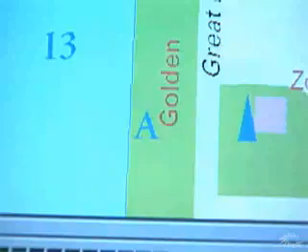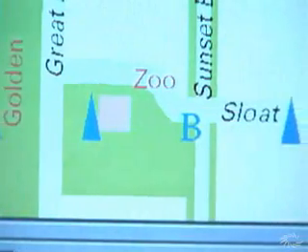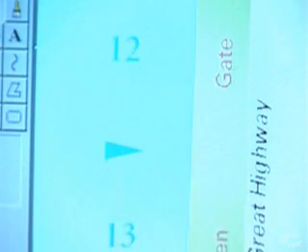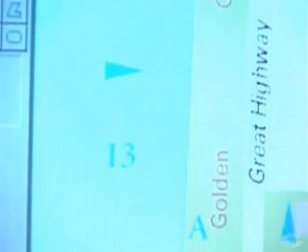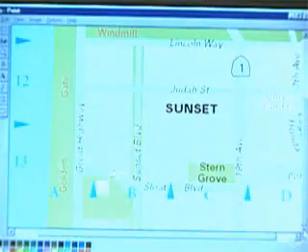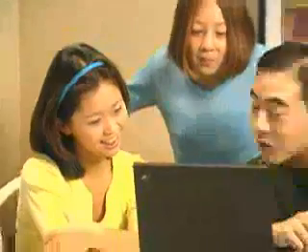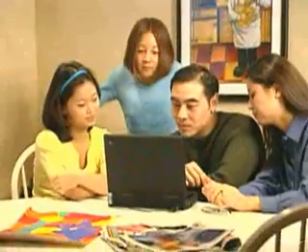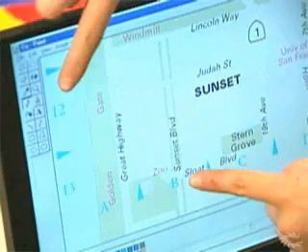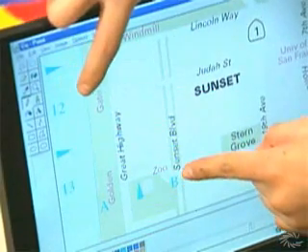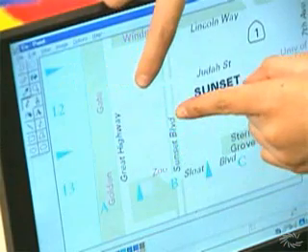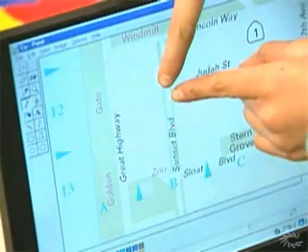By the way, letters such as A, B, and C, and numbers such as 12 and 13 are often placed on the edges of small-scale maps to help people find specific locations. For example, the corner of Judah Street and Sunset Boulevard is located close to where B and 12 intersect.